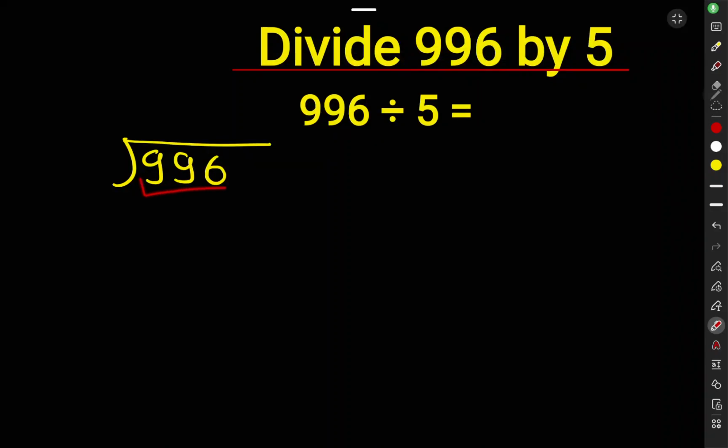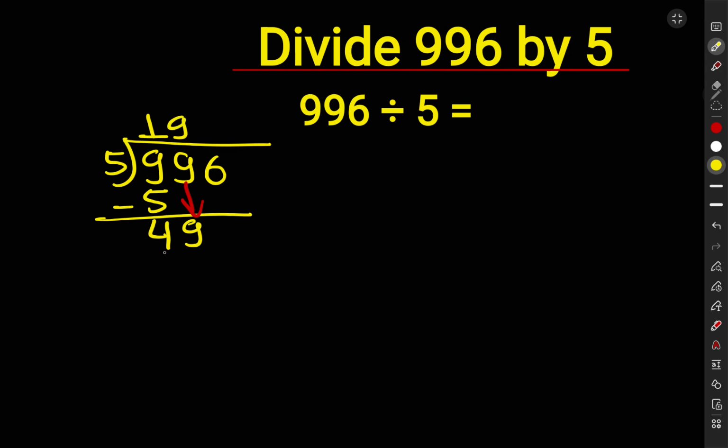Divide 996 by 5 in a long division method. 5 times 1 is 5. On subtracting we get 4. So now we put down this 9 and it is 49.